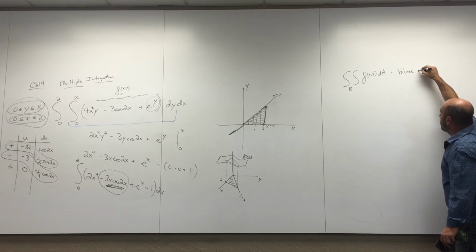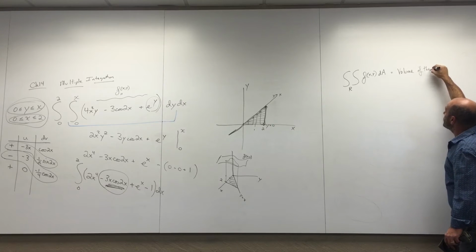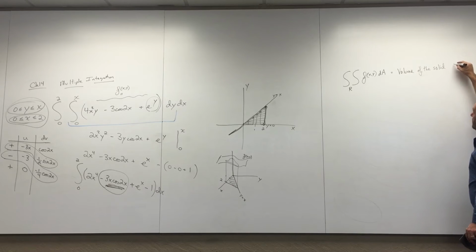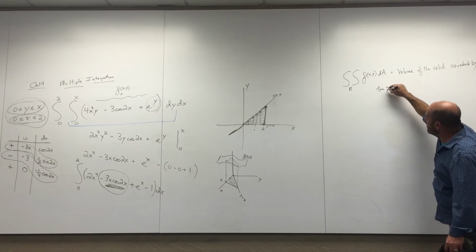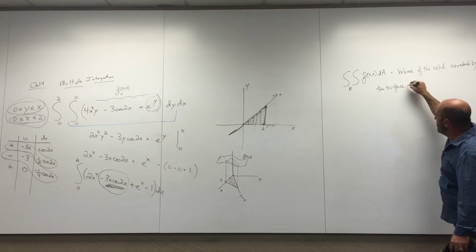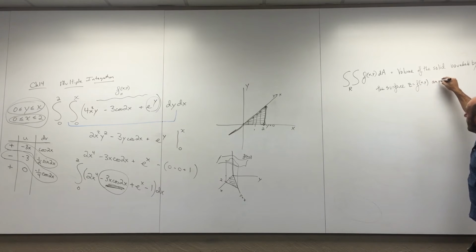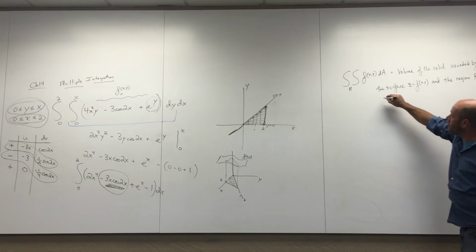Okay, this is the proper way to say this. The volume of the solid bounded by the surface z equals f of x, y. That's one of the boundaries. And what else? What's the other boundary? The region R in the xy plane.